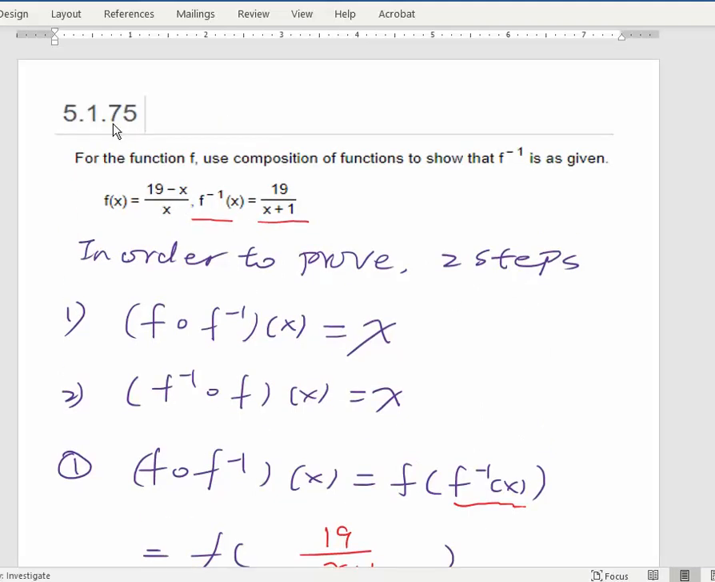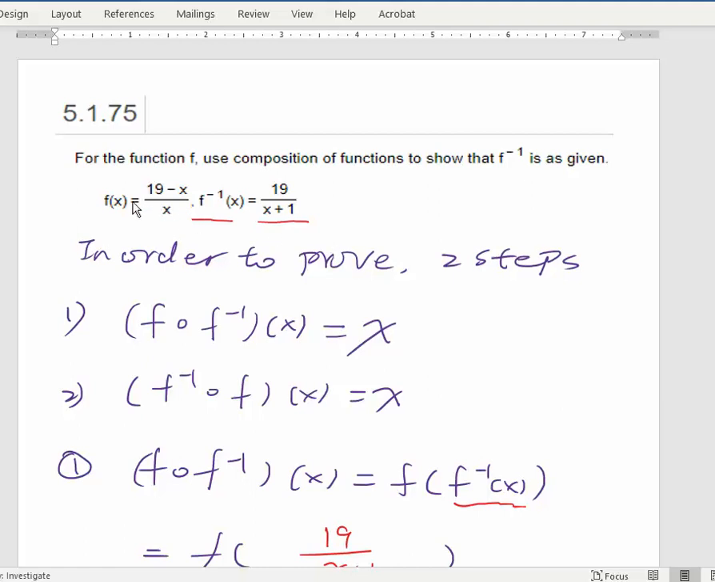Hello, this is question 5.1.75. That is chapter 5, fourth section. For the function f, use the composition of the function to show f inverse is as given. So f of x equal to 19 minus x over x. F inverse of x is 19 over x plus 1.